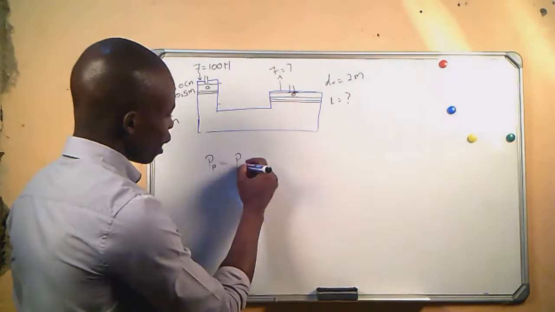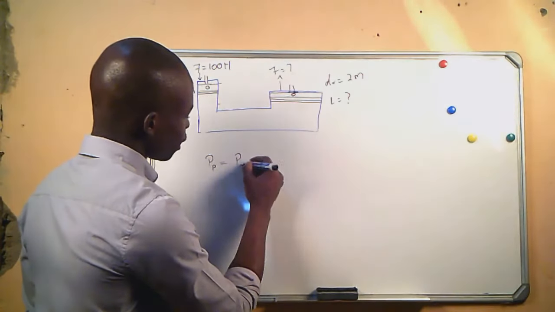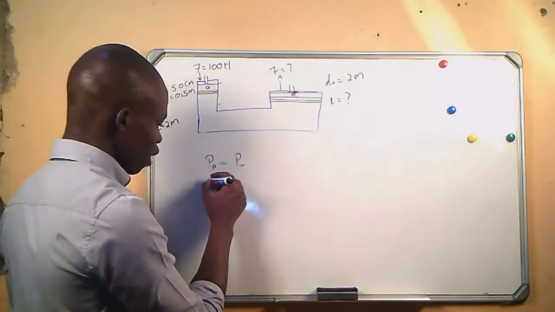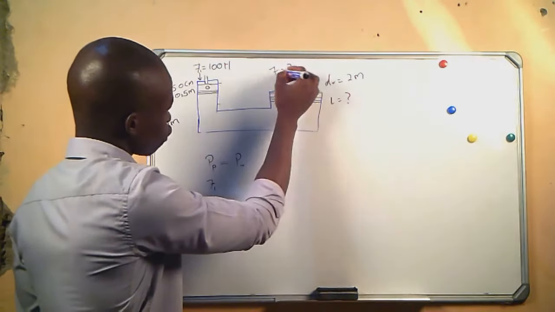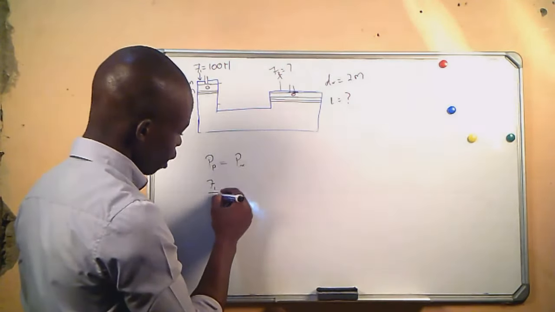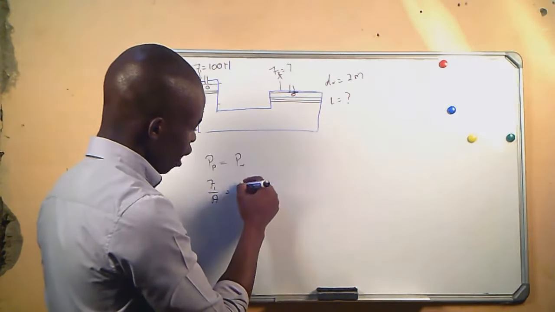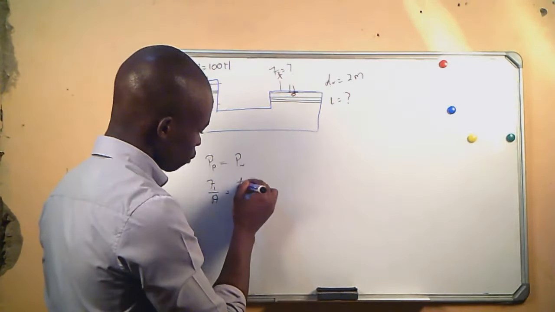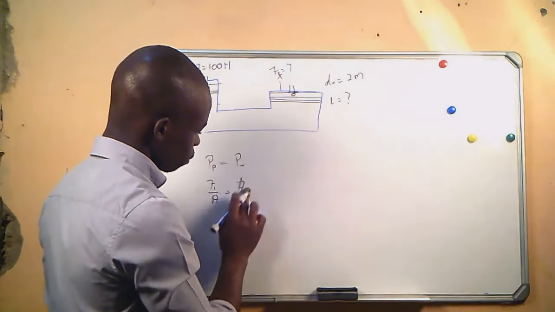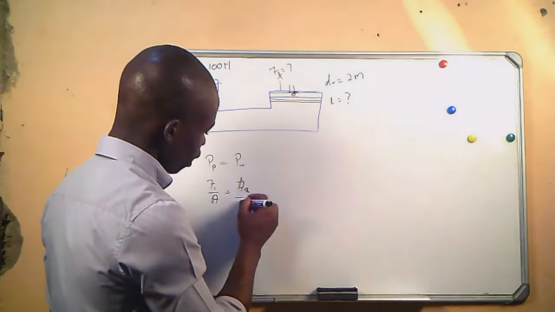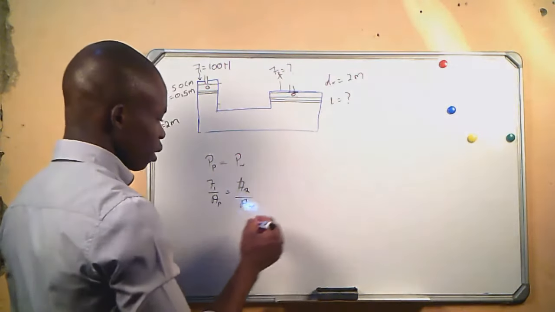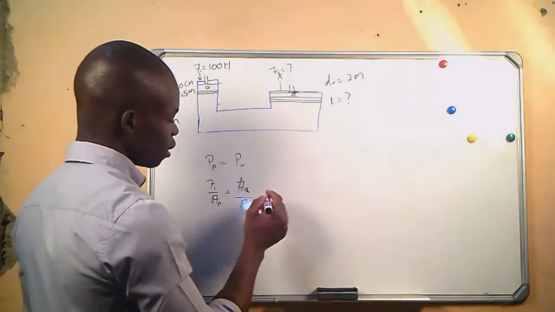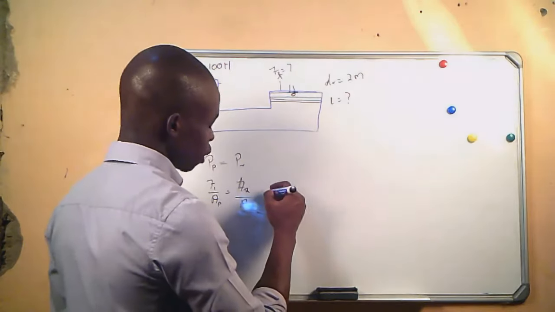Therefore, we'll say the pressure at the plunger is equal to the pressure at the ram. Therefore, we know that force F1 divided by area of the plunger is equal to F2 divided by the area of the ram. We are looking for F2. We have to make it the subject of the formula.